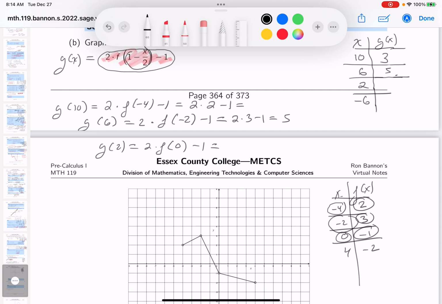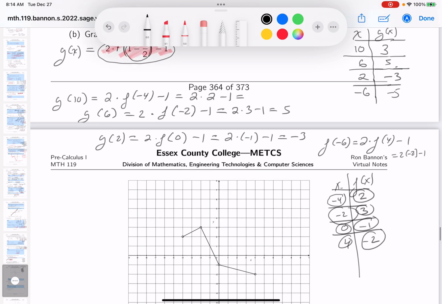You may wonder how I caught that. When I'm going forward, I do look backwards. So it's going to be 2 times f of 0, and that's -1. You get 2 times -1 is -2. Minus 1 is -3. Let's do g of -6 now. And you get 2 times f of, let's see, 1 plus 3, which is 4, minus 1. Do I know what f of 4 is? I do. It's -2. So this gives me 2 times -2 minus 1, which is going to be -5.